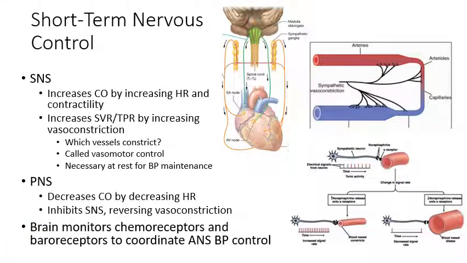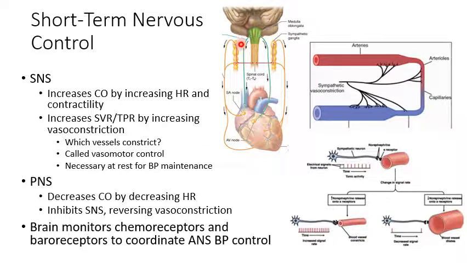The parasympathetic nervous system, in general, does the opposite of the sympathetic, but there are some differences in the specific ways that it's affecting the blood pressure. So the sympathetic nervous system is increasing blood pressure, parasympathetic is decreasing it. But the way it does that is a little bit different. So it is going to affect cardiac output, decreasing the cardiac output, but only by decreasing heart rate. The parasympathetic nervous system does not affect contractility.